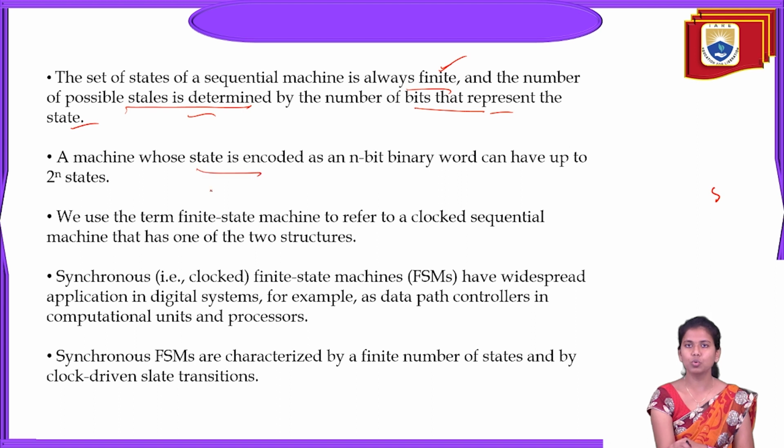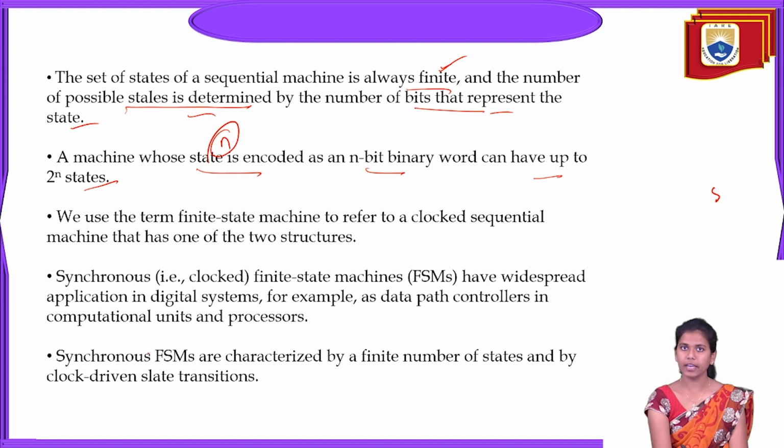A machine whose state is encoded as an n-bit binary number can have up to 2 power n states. So when a particular state has n bits, it can encode 2 power n output states.